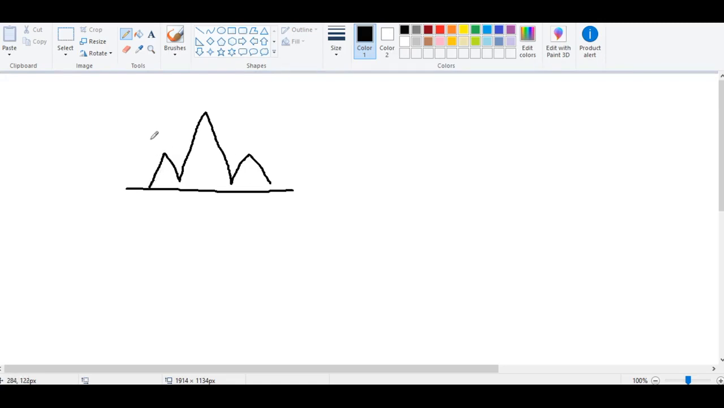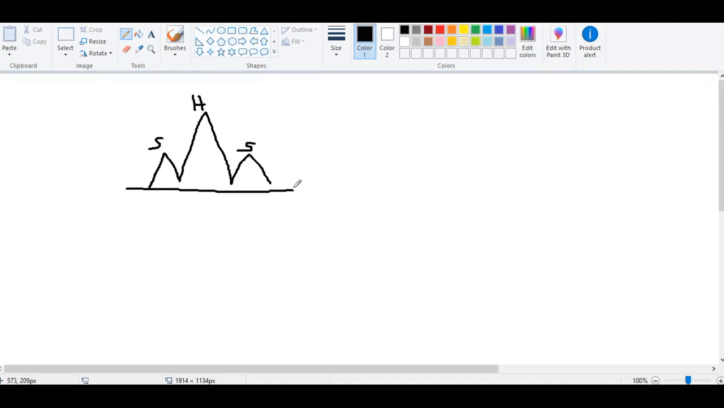Where this is the left shoulder, this is the head, and this is the right shoulder. A head and shoulders pattern will always have two shoulders and a head, and the head will always be greater than the two shoulders, right? The peak will always be greater than the two shoulders.